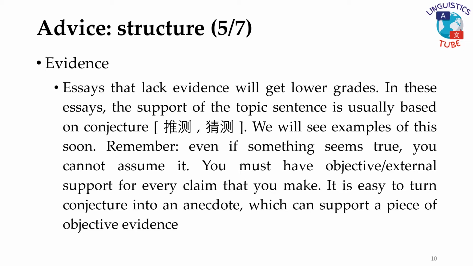Basically, conjecture is an opinion that lacks real evidence. Instead, the writer assumes that the opinion is true, based on the assumption that the reader already agrees with the writer. If that sounds confusing, then I will show you examples of this soon. But right now, please remember that even if something seems true, you cannot assume that it is true. You must have objective, external support for every claim that you make.